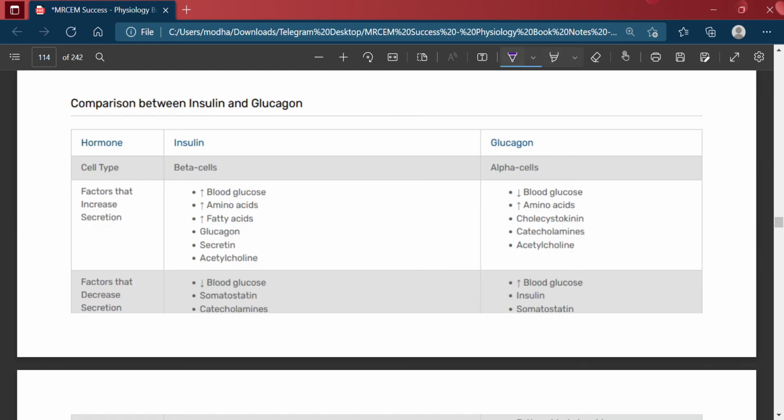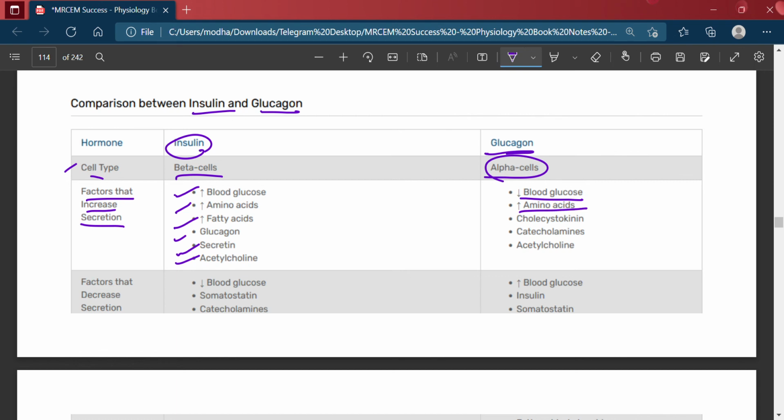Now we will see the comparison between insulin and glucagon. As we have seen earlier, the factors that increase secretion: insulin secretion from the beta cell is increased by increased blood glucose, increased amino acid, and increased fatty acid. Glucagon secretion from the alpha cells is increased when blood glucose is decreased, by high amino acid, cholecystokinin, catecholamine, and acetylcholine. Factors that decrease the secretion: decreased blood glucose, somatostatin, and catecholamine.